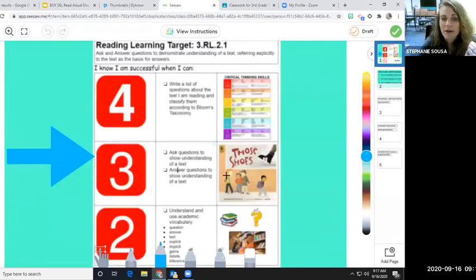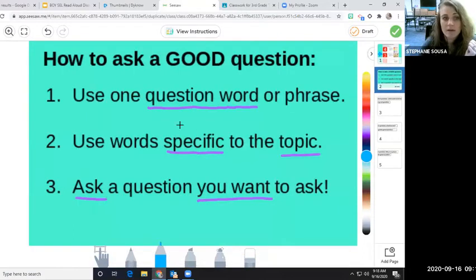And I see that I have my target here to remind me that I am focusing on this level 3. Ask questions to show understanding of a text. I feel prepared to do that. So I'm going to begin my practice. Slide 2. Oh, this is a reminder for me. How to ask a good question.